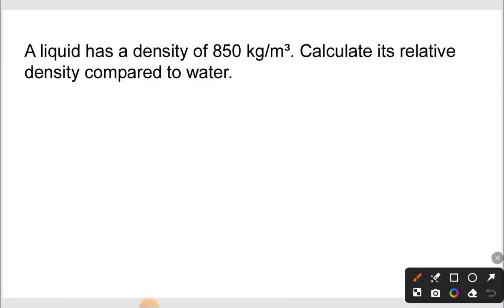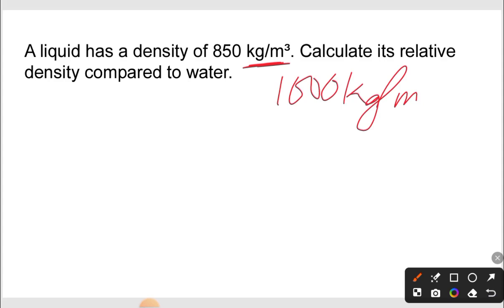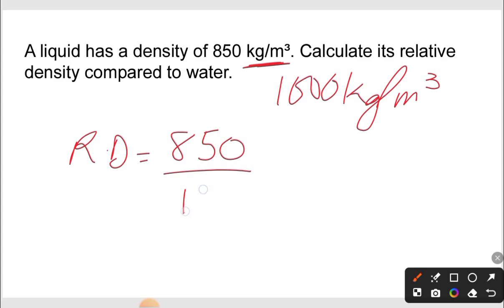Then the last question. A liquid has a density of 850 kg per meter cube. Calculate its relative density compared to water. Now with this, we have kilogram per meter cube, and I already mentioned that relative density of water is 1000 kilogram per meter cube. Sometimes it will not be given to you in a question, so take note. So relative density equals, always say the formula, density of liquid over density of water. So 850 is for the liquid, then 1000 is for the water. We're going to have 0.85.